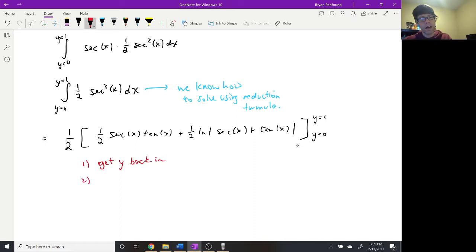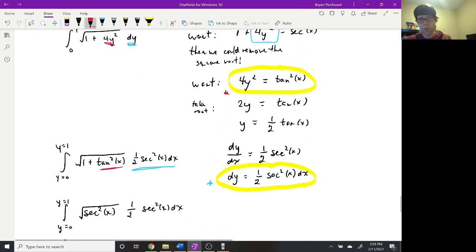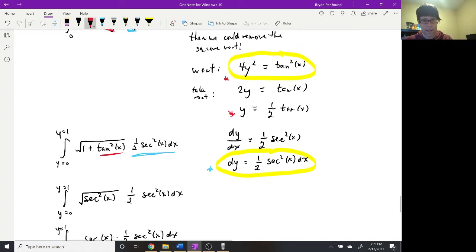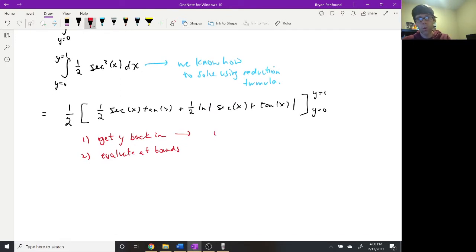And two, we need to evaluate it at the bounds. Okay, so let's scroll back up to the information we have here. We have y is equal to 1/2 tan x. Okay, so we know that y is equal to 1/2 tan x. But what is x?